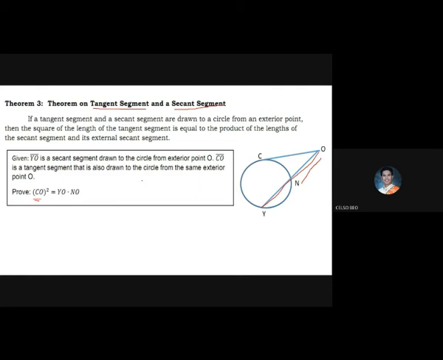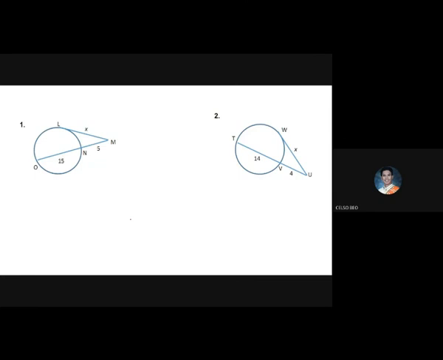So, let's have an example. Okay. So, example number 1. So, we have here a tangent line, which is line LM. Okay. So, ito yung dalawang line na meron tayo, which is line LM. Okay. And another segment or another line, we have segment OM. LM is a tangent line. Okay. And OM is your secant line.